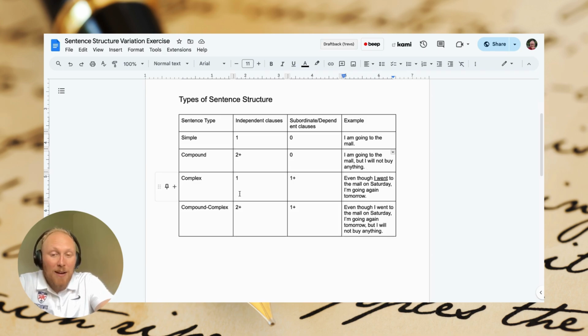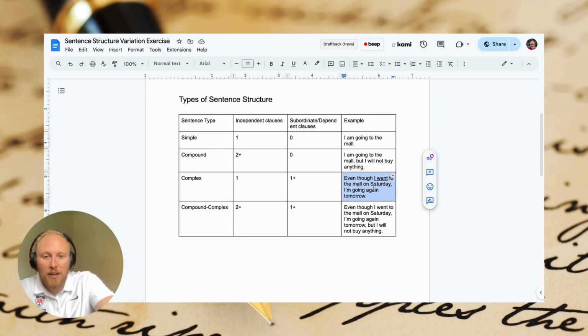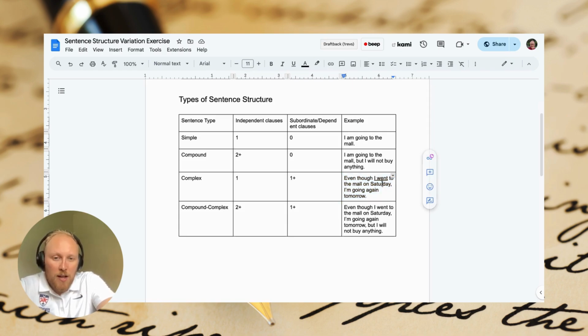Now, a complex sentence has only one independent clause and has at least one subordinate or dependent clause. It could have more. We see this example here. Even though I went to the mall on Saturday, I'm going again tomorrow. Sorry if you're confused by this underlining. I just pointed this out as where the subject verb combinations are. So there's "I went" there, and then "I am going." There's your other subject verb combination.